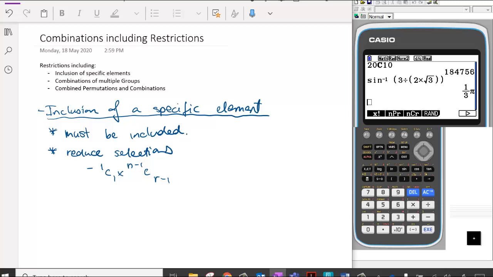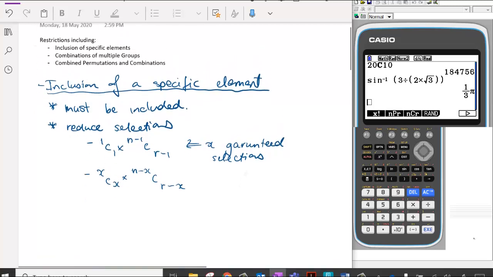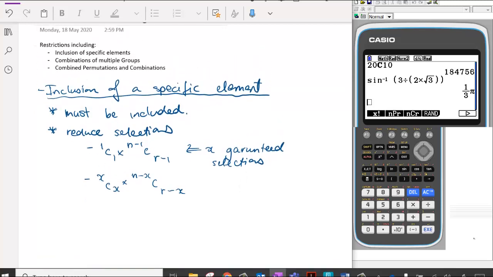Right? And that would work the same if it was an unknown. So if it wasn't just a single, we could have x guaranteed selections. Then we'd have something along the lines of xCx multiplied by (n-x)C(r-x). So that should make relative sense, and we can make a really simple example here using this.